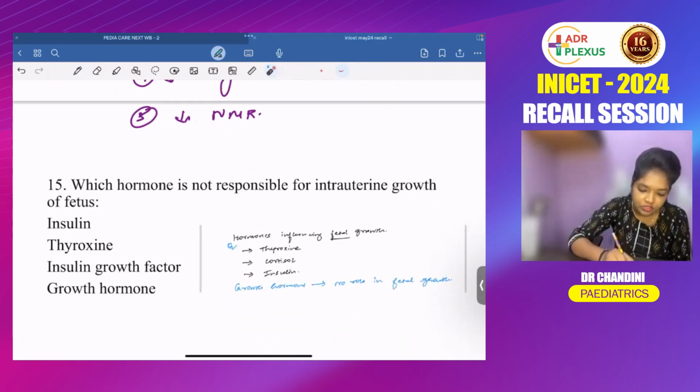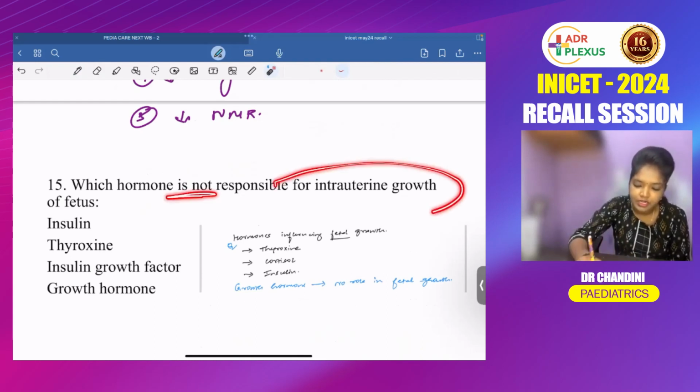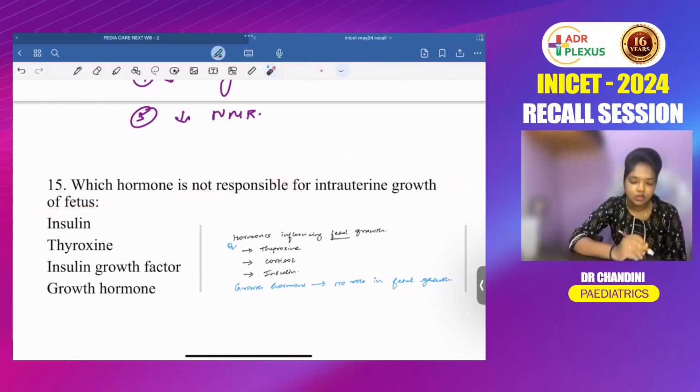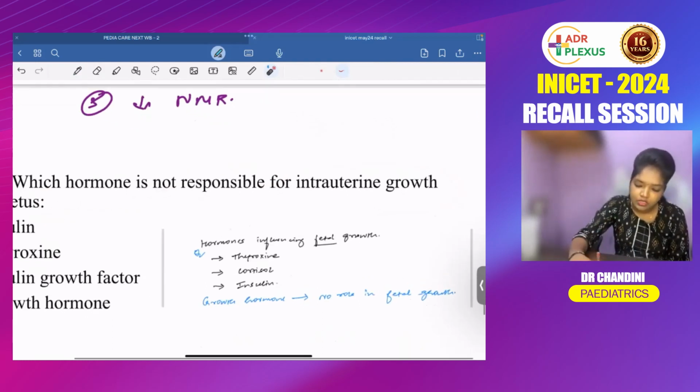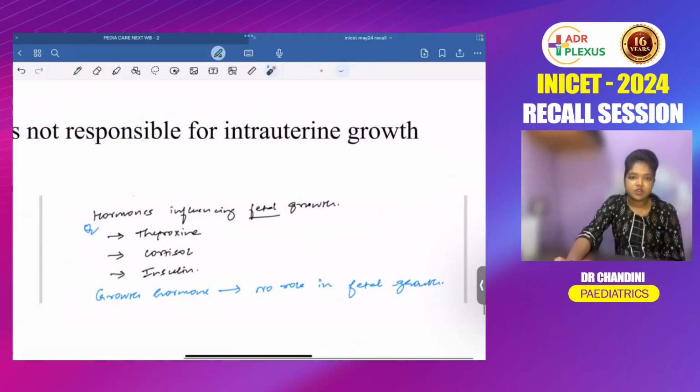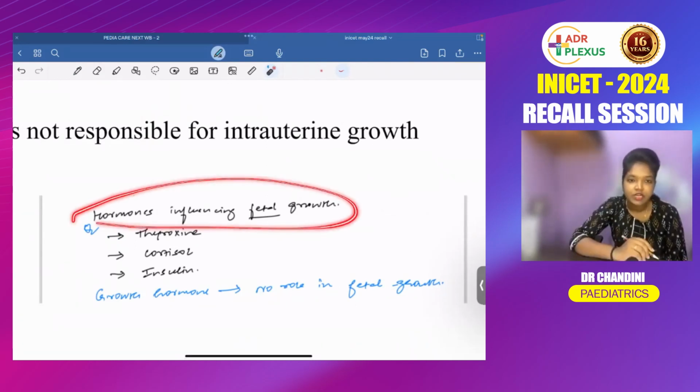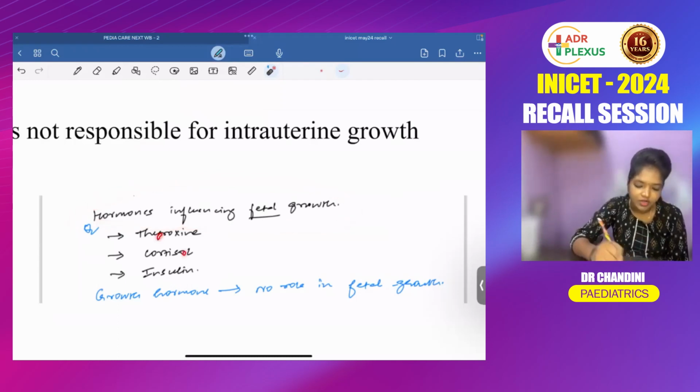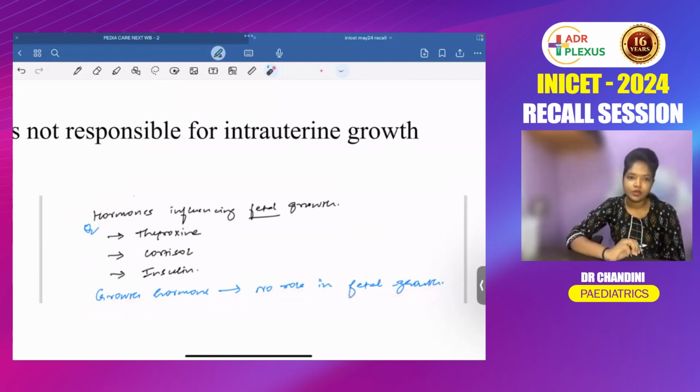Which hormone is not responsible for intrauterine growth of fetus? Four options were given: insulin, thyroxine, insulin growth factors, and growth hormone. So this was the very first page from our workbook where we have discussed hormones influencing fetal growth. What are they? Thyroxine, cortisol, insulin. And I have told growth hormone has no role in fetal growth.